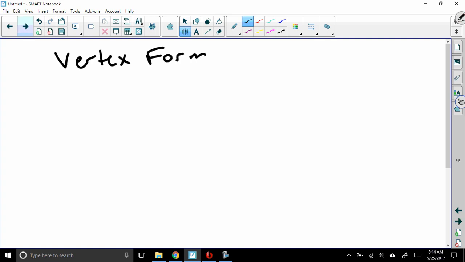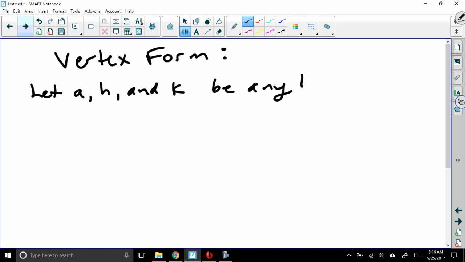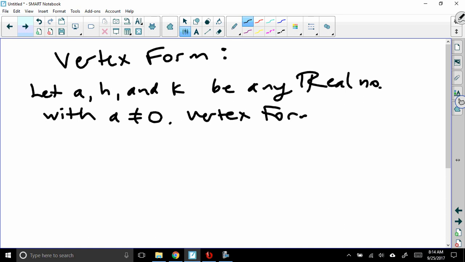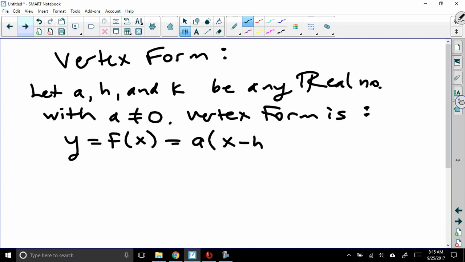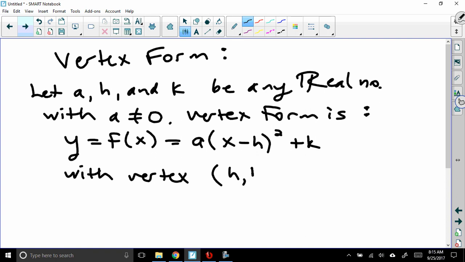Vertex form. Let A, H, and K be any real number, with A not equal to 0. Vertex form is as follows. Vertex form is y, or f of x, equals a times the group (x minus h) quantity squared, plus k, with vertex h comma k. I'll leave that up there a minute.